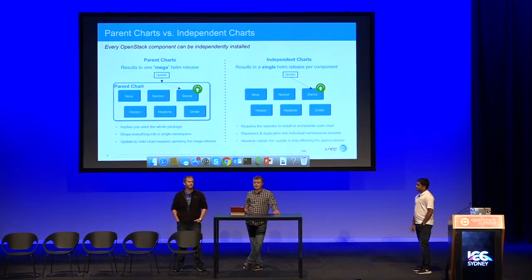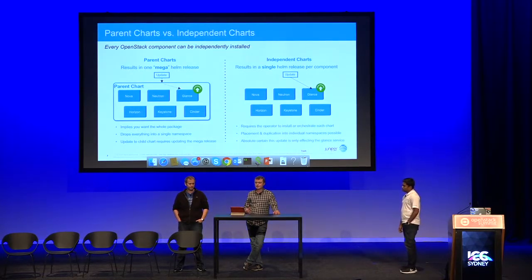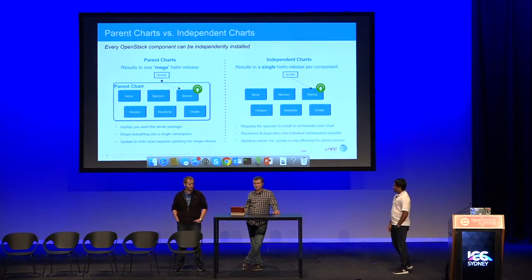In contrast to many complex application deployments using Helm, the path we chose for OpenStack-Helm was an independent chart approach, which essentially means that every chart is self-contained and independent, and their installation results in a single Helm release for each component installed. From an operator perspective, this is really important to us, as it provides a real certainty that when we want to upgrade or configure a particular component, we will only be affecting that component in isolation.